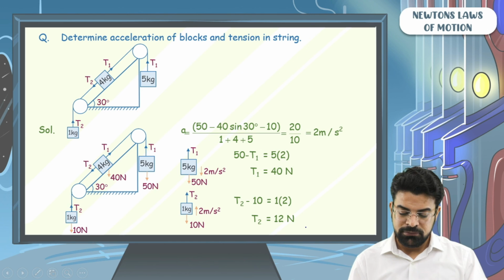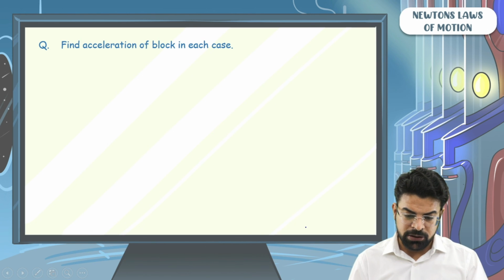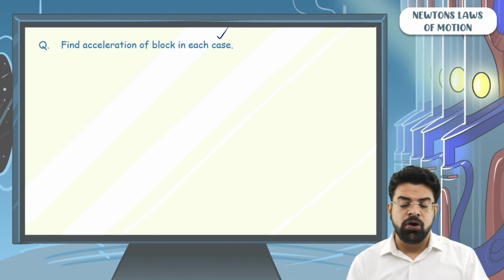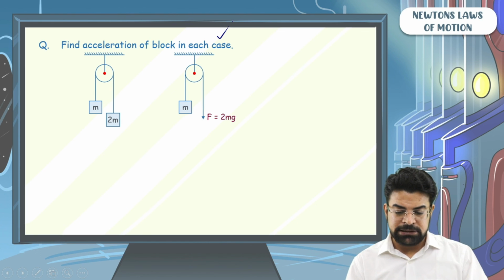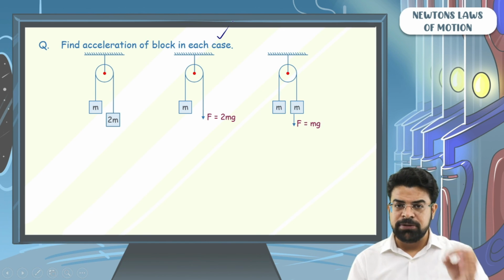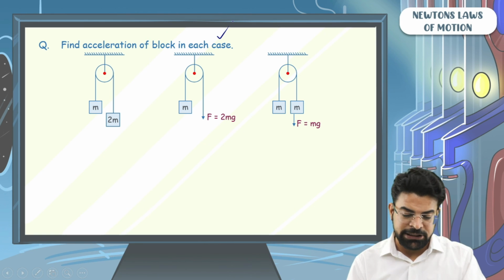Okay. Let's see the next example. Find the acceleration of the block in each case. And this is the last problem. So first case, second case, third case. What will be the acceleration of the blocks in each case?